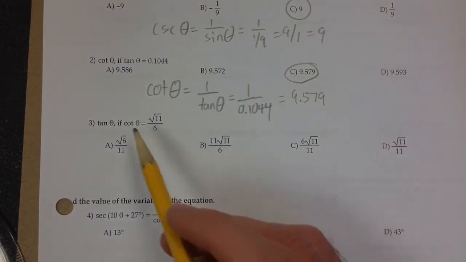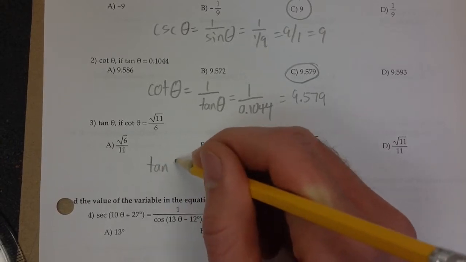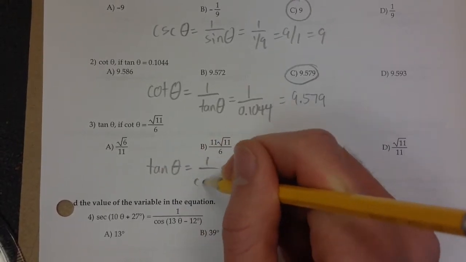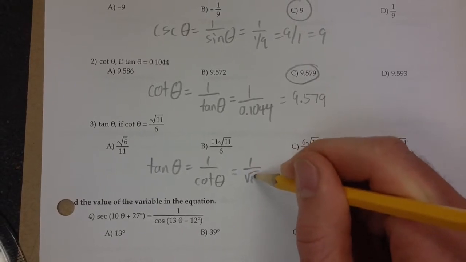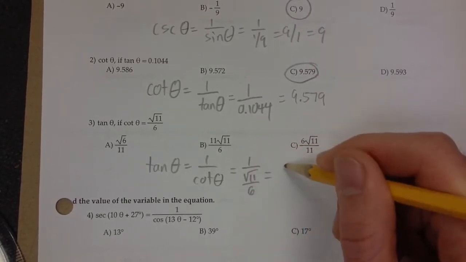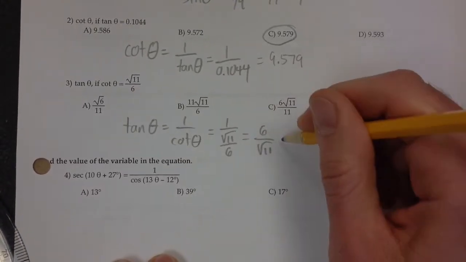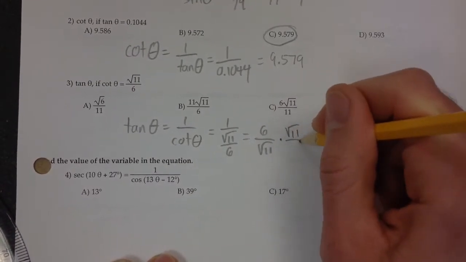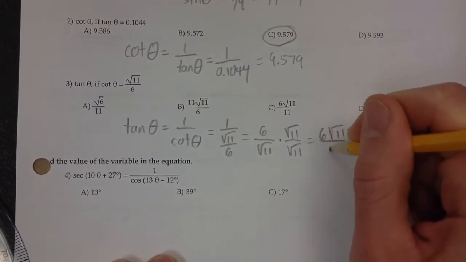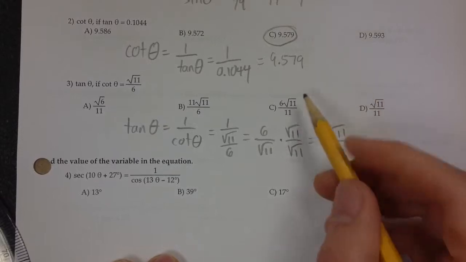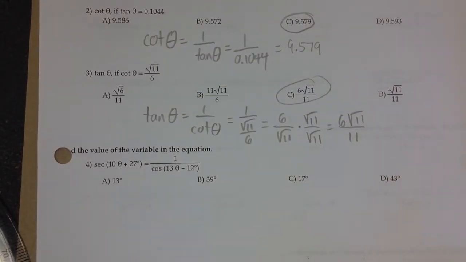Number 3. If you know that cotangent is the reciprocal of tangent, this is easy. And if you know that taking the reciprocal means just flipping the fraction, you need to rationalize this one. So 6 root 11 over 11. Choice C. Any questions 1 through 3?